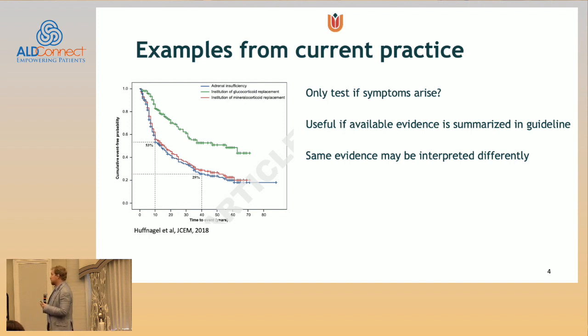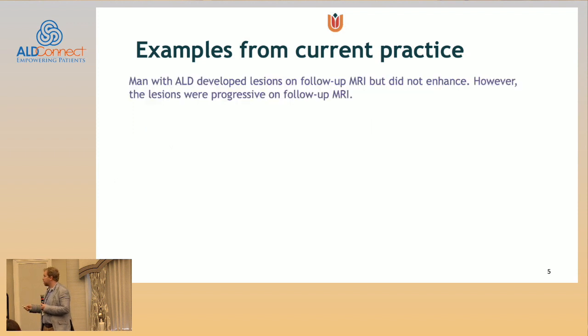And also, the same evidence may be interpreted differently. If you discuss this with patients and experts, not everybody might feel the same. Some people say, well, there's a 5% chance I will still develop adrenal failure, I'd like to be tested. So these are things that you could discuss and try to come to a consensus.